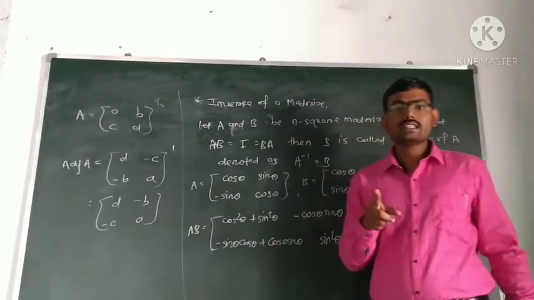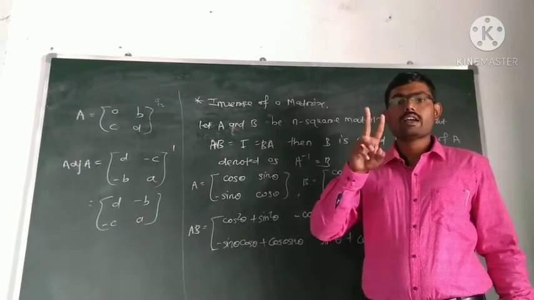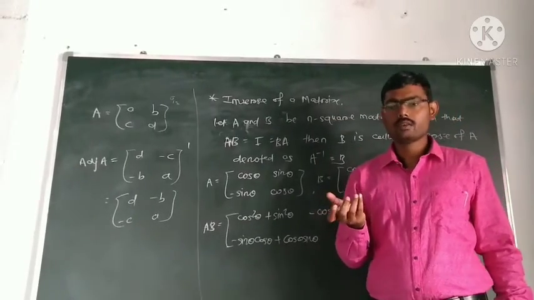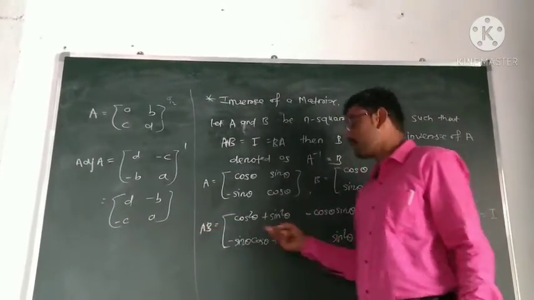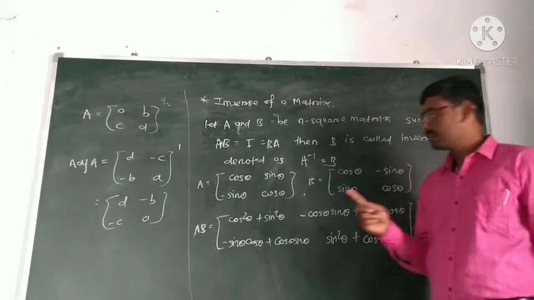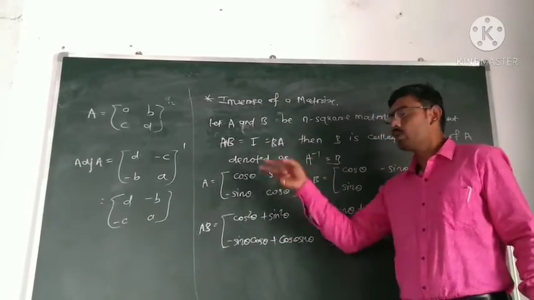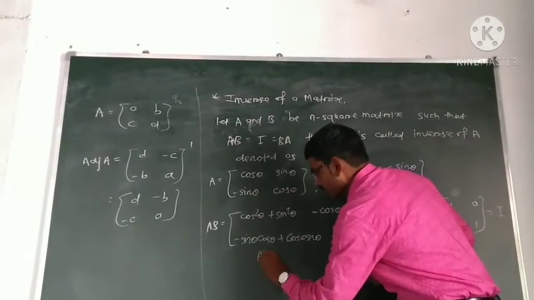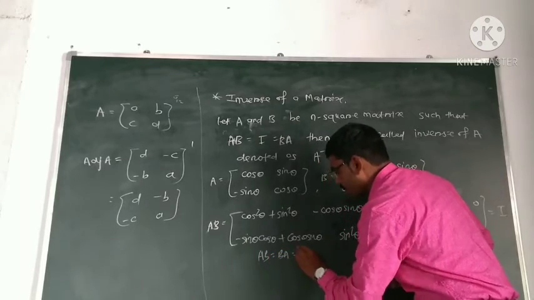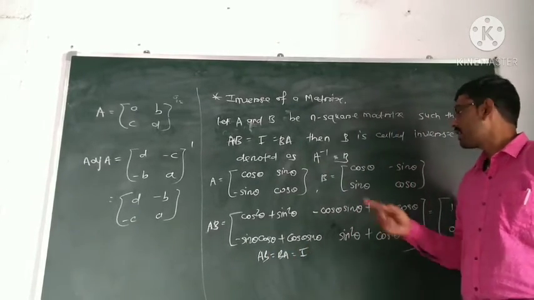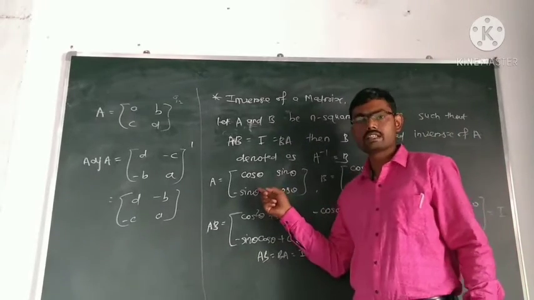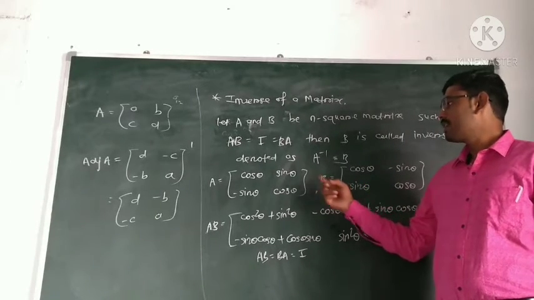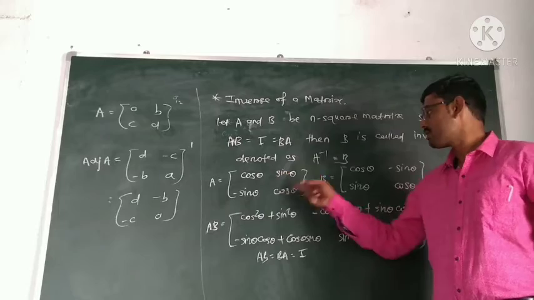In matrices, you know the property is, in general, the product AB is not always equal to product BA. But in this case, AB is equal to the identity matrix 1 0 0 1, and the homework for you is to calculate B into A, which is also equal to 1 0 0 1. So here AB is equal to BA is equal to identity. This means this matrix is the inverse of this matrix, or this matrix is the inverse of this B matrix. Here the matrix B is the inverse of A, or we can say the matrix A is the inverse of B.